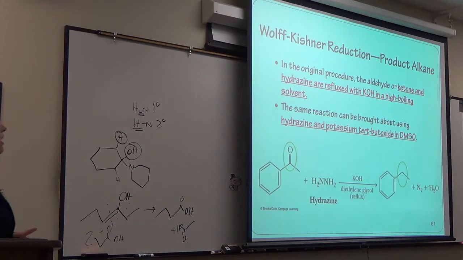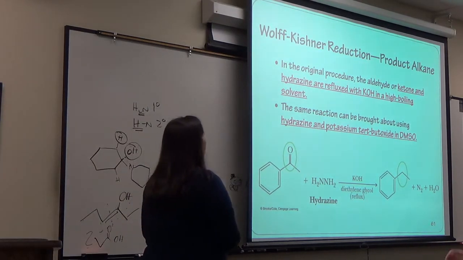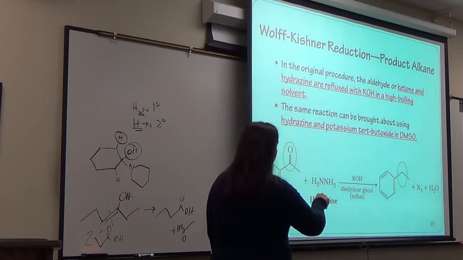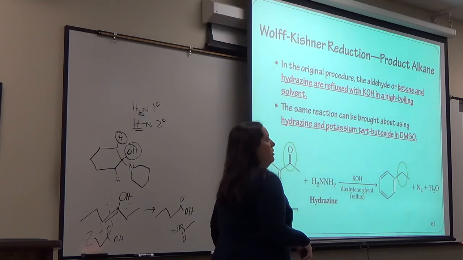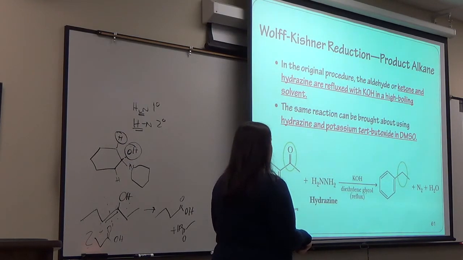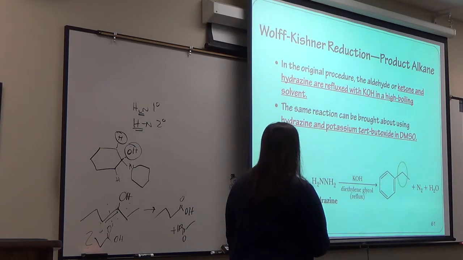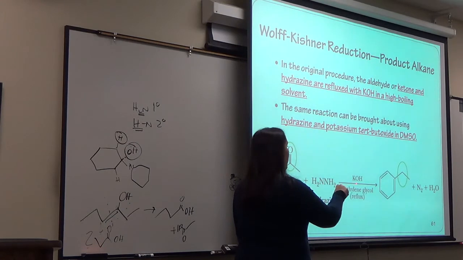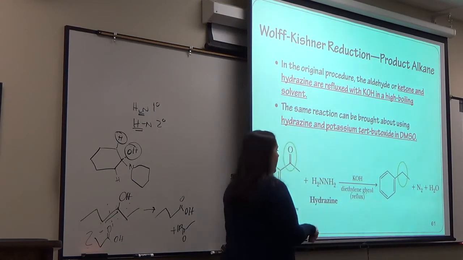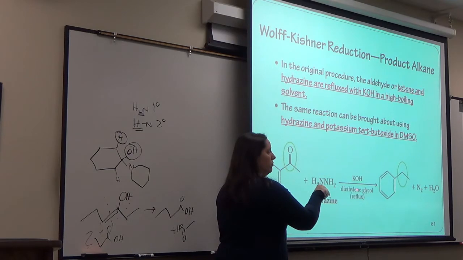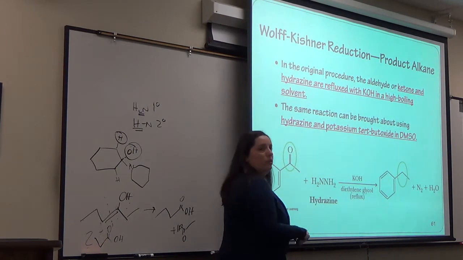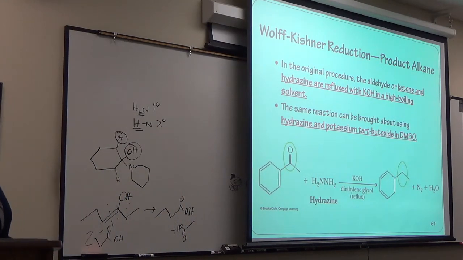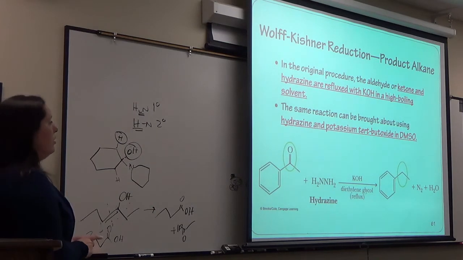All right, and here's another example. So if you want to do a Wolff-Kishner reduction, this is another combination of reagents. So you see hydrazine, which we talked about previously today in the chapter. So the two nitrogens connected together, in the presence of KOH. And diethylene glycol is just a solvent, and it's under reflux. Under reflux means what? What does that look like in lab? The column. It's called a reflux condenser. But what does that mean?